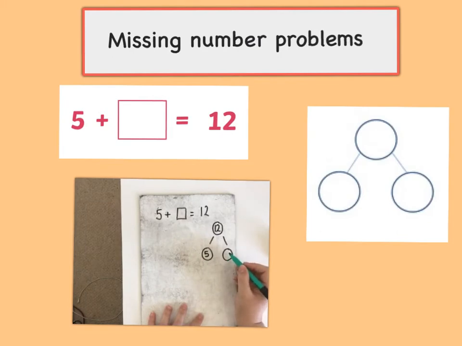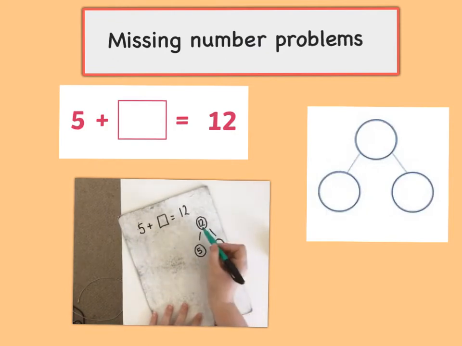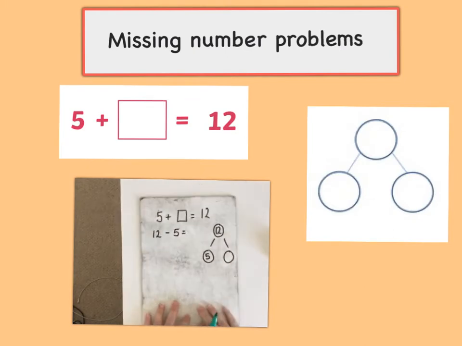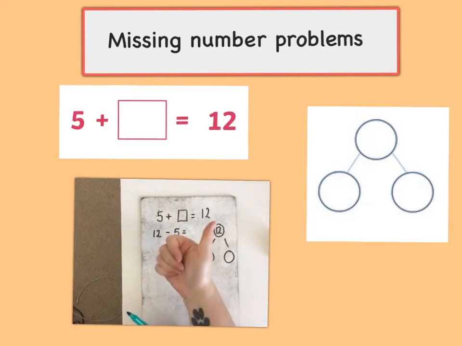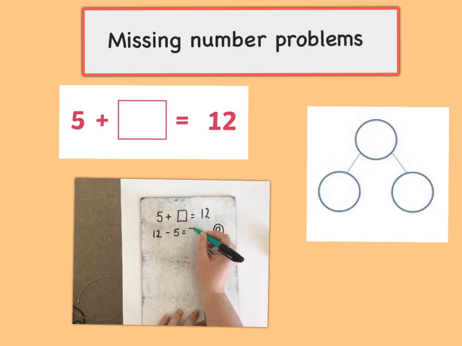The best way to do this is to use the inverse, which means the opposite. What's the opposite of addition? That's right, it's subtraction. So now where I've got my whole, I can do 12 take away 5 equals to find the missing part. You might be able to work that out in your head. You might also use counting back like so. So I'd put 12 in my head, 11, 10, 9, 8, 7. So I think it could be 7.